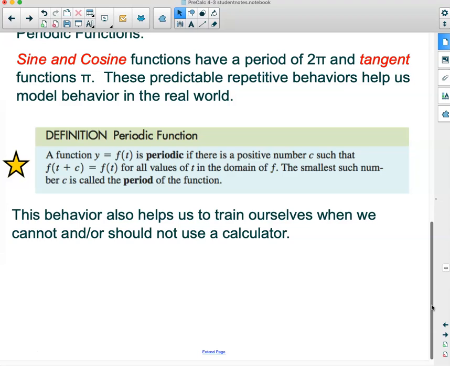And this behavior, like it says, also helps us train ourselves when we can't use a calculator. And really, for most of the material that we cover in Chapter 4, we don't want a calculator. This is all about perfection. This is about math that's been around so long that it was studied when people were still counting rocks, for goodness sake. So we're supposed to know these perfectly and elegantly.